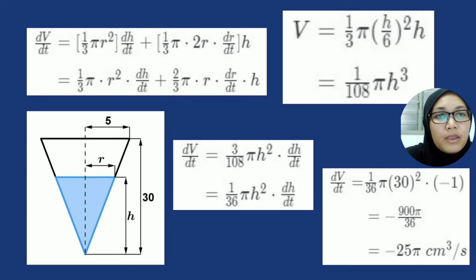centimeter cubed per second. So if the value is negative, we need to put the answer as a positive answer only.